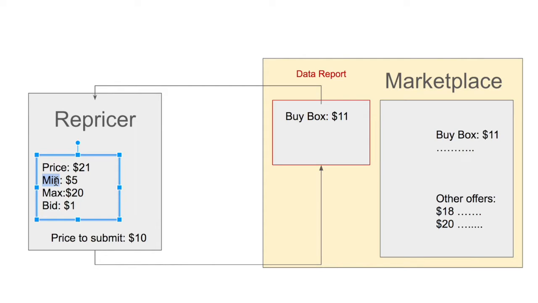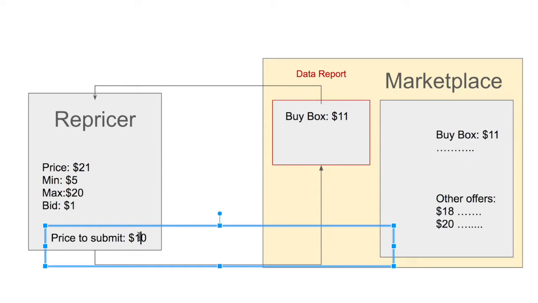If the minimum was, for example, 15, then we wouldn't be able to submit 10. We would probably submit 15. But in this case, 10 is a very good price for us. We can still sell this product for $10. So we are submitting this product for $10 to the Marketplace.